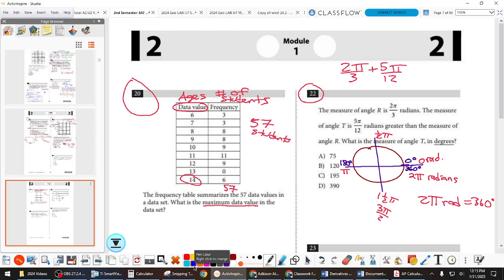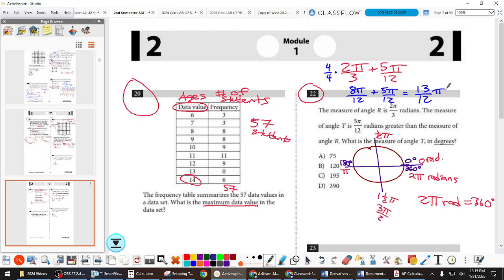Need a common denominator, right? I'm not worried about the pi, that's just a number. So what is a good common denominator for these two? 12. So that one's 12. How do we make this one 12? Awesome. So 8 pi over 12 plus 5 pi over 12 equals what? 13, yeah. 13 over 12 pi.